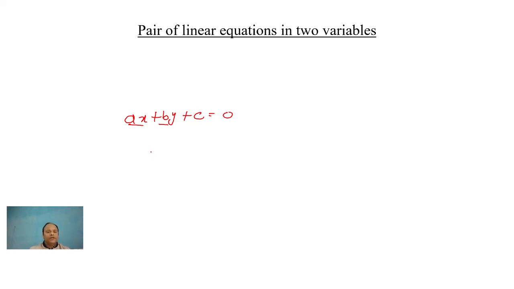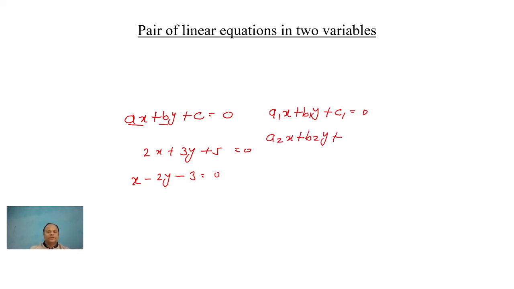Suppose I write some equations like 2x + 3y + 5 = 0, x - 2y - 3 = 0. These are in the form ax + by + c, and this is called a linear equation in two variables. So the general form for two linear equations in two variables x and y is a1x + b1y + c1 = 0, a2x + b2y + c2 = 0.